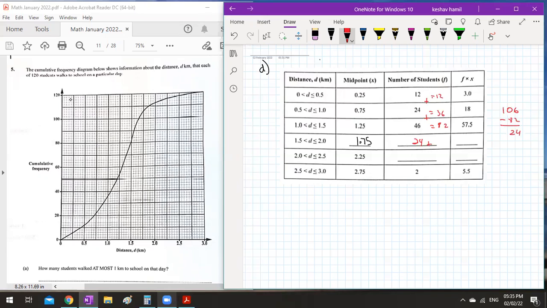If I add again 82 plus this, 106. Right? Now again, we're using the graph, the 2.25 line coming all the way up. It's here, which is 116. Subtract 106, just 10. So 10 students, right?